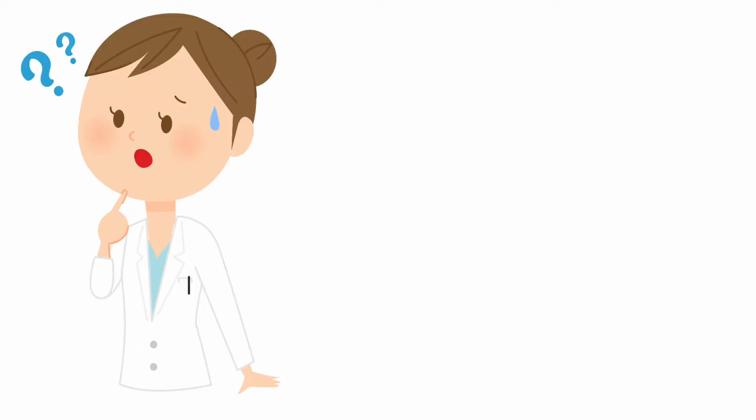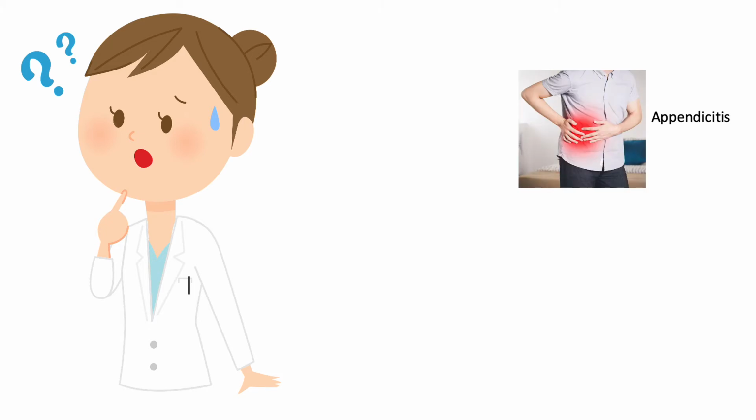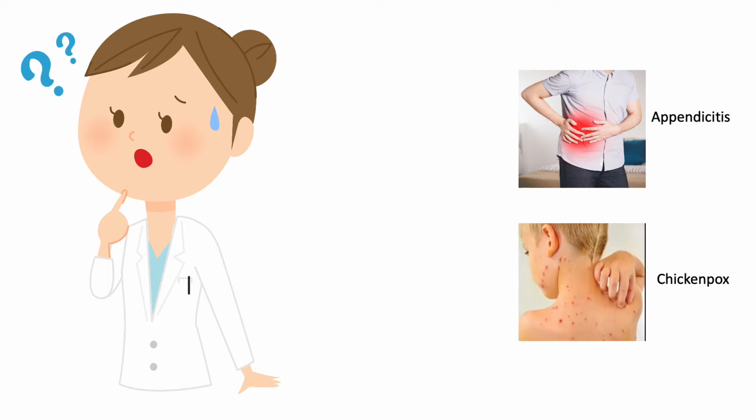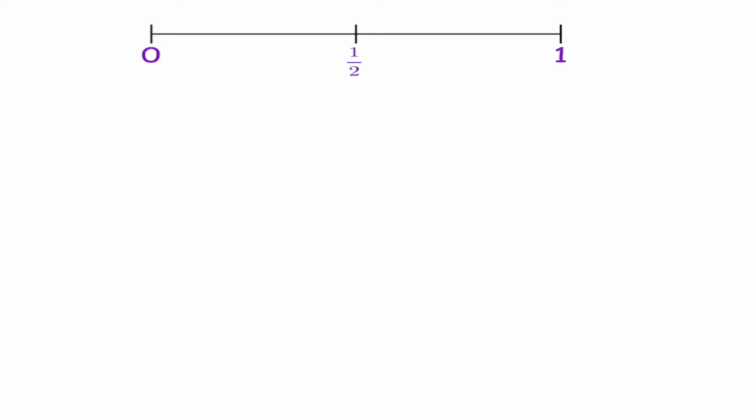I have two examples. Having appendicitis again after appendectomy is 0, unless the surgeon decided to leave part of it to increase the probability of future appendicitis. The probability of getting chickenpox is different if you already had it before or not. The probability scale is from 0 to 1 or from 0 to 100%.